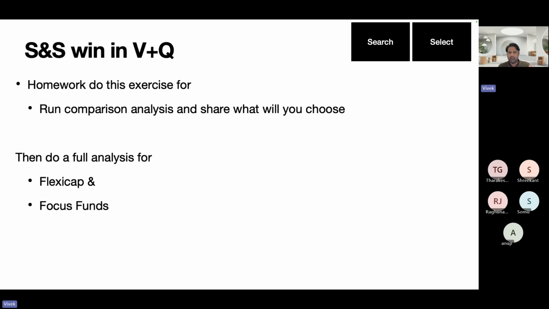So with that, you will have 3 to 4 funds in small cap, 3 to 4 funds in multi cap, 2 to 3 funds in flexi cap, and 2 to 3 funds in focus funds. And overall, you will have a very manageable set of 10 to 12 funds, which you can then do a deep dive on and maybe select 3 or 4, which you want to use for your investment journey.